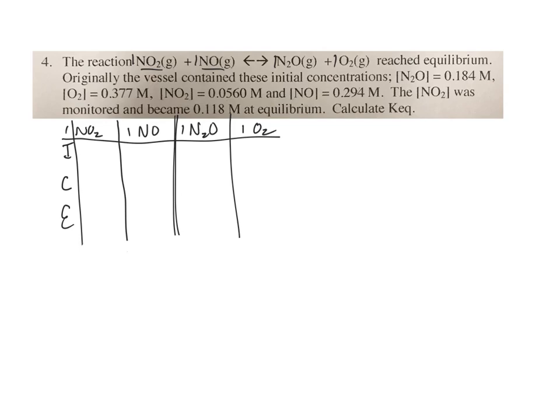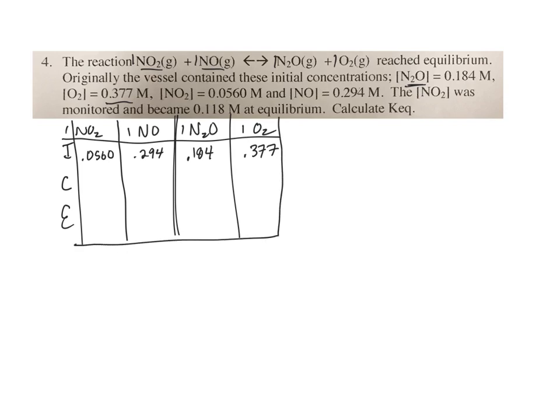Okay, so it says originally the N2O, oh, they're messing me up here. N2O is 0.184. 0.184. And that's concentration, good. O2 is 0.377. And O2 is 0.0560. And NO is 0.294. And those are all moles per liter.